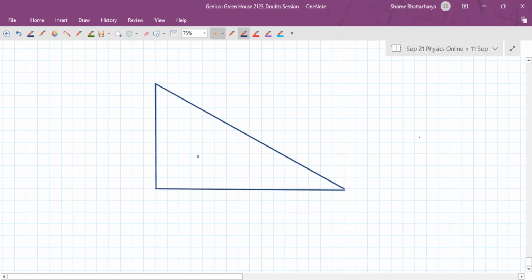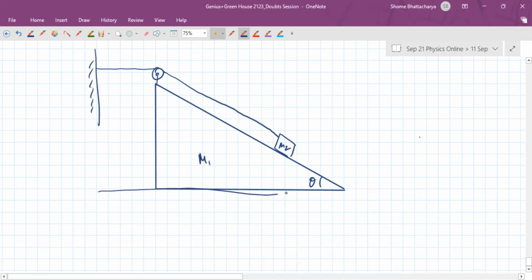Let's say this is M1, this angle is theta, and this block kept here is M2. Now this is our thread, which is attached to some fixed vertical wall like this. It is also on some smooth horizontal surface like this.